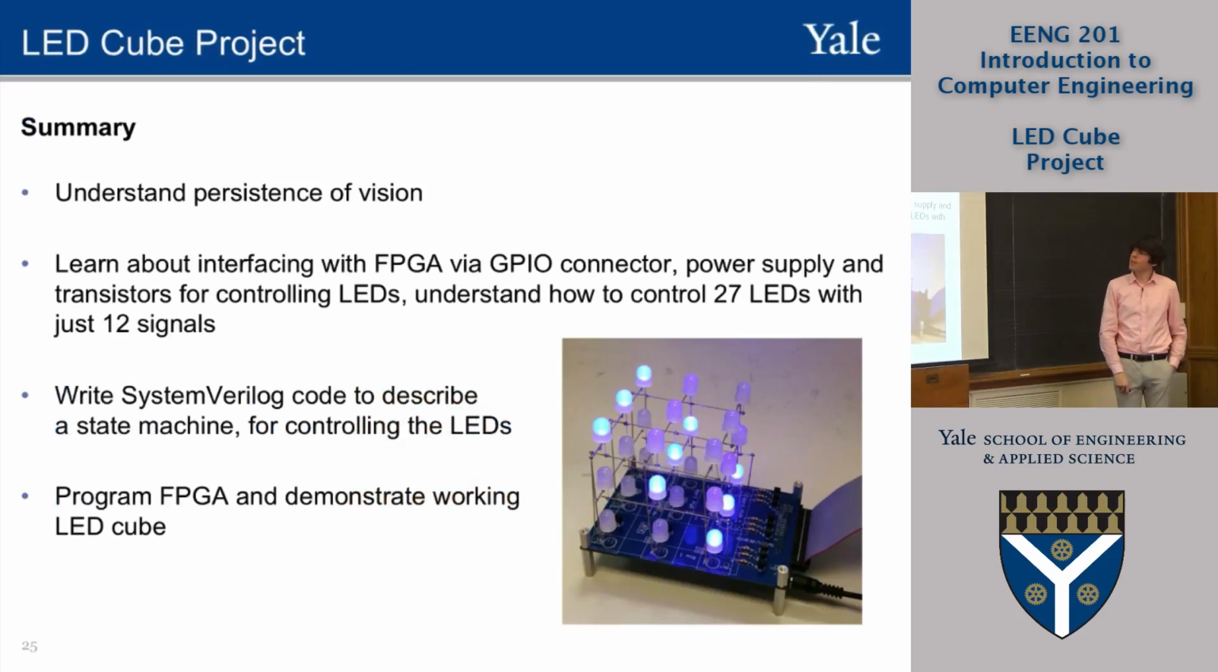So just to summarize, hopefully you learned a little bit about persistence of vision. I tried to explain how the LED cube structure works, how to control all the LEDs, although you don't have 27 signals for controlling them. Then some very brief introduction to state machines in SystemVerilog, and as a last part, I showed you some examples for the LED cube. That's effectively what you have to do for this project: understand persistence of vision, learn about the LEDs, write the code, and then demonstrate a working cube.